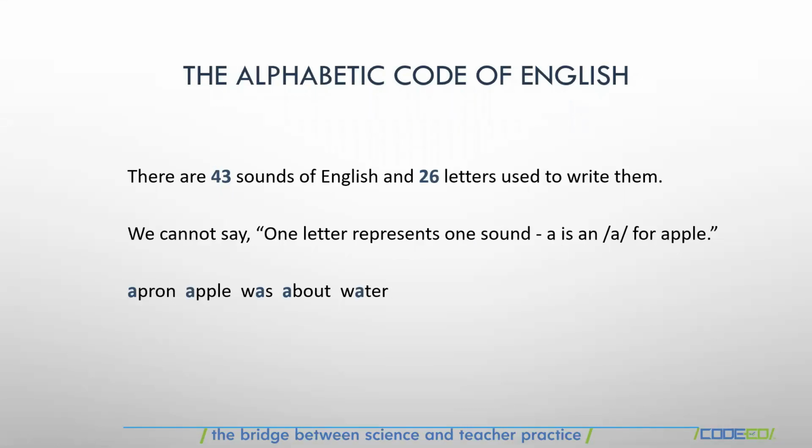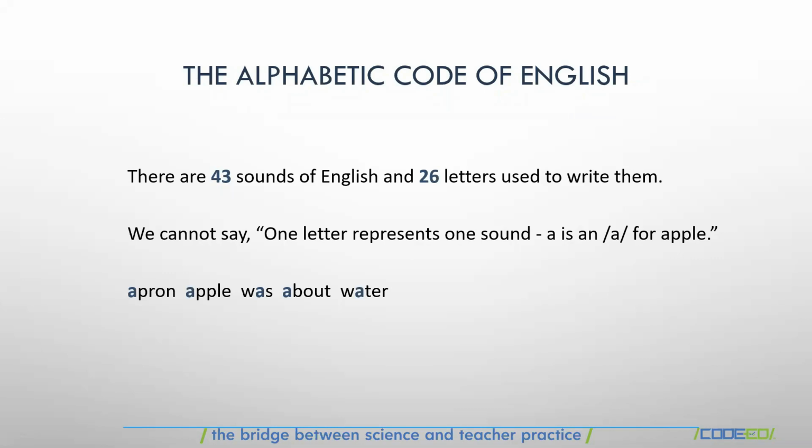Basically what you're saying is A is an A for apple, except for all the times when it's something else. So it's not a very good concept to teach. A can be an A for apron, an F for apple, an O for was, an A for about, an O for water, an R for fast.